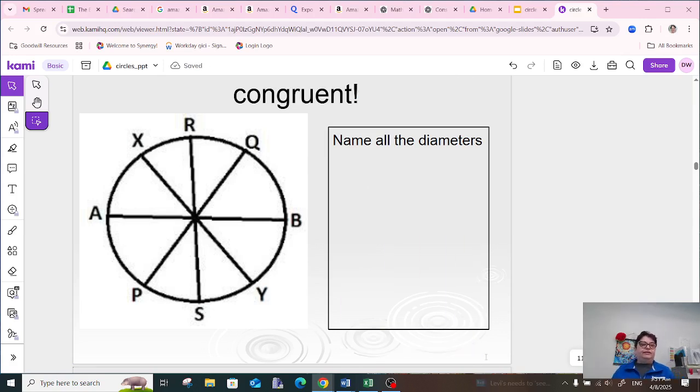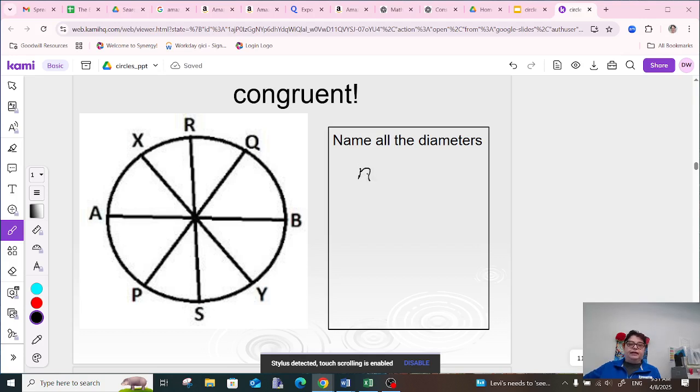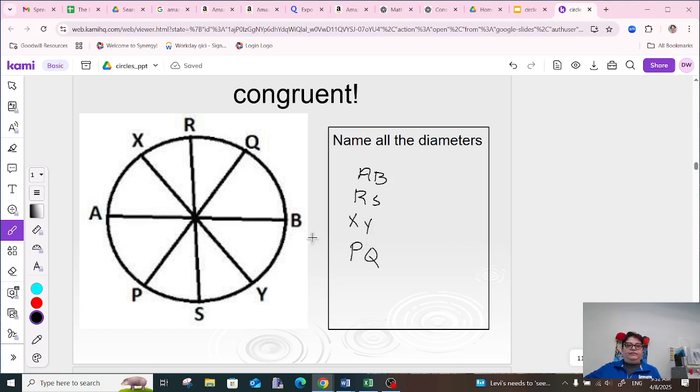So let's look at these. Over here, what are all the diameters here? Can someone tell me one? AB is a diameter. RS, XY, PQ. Did I get them all? 1, 2, 3, 4. Good. And all of those diameters would have the exact same measure, right?